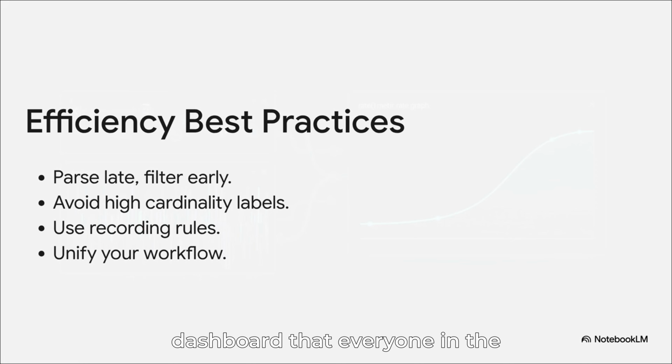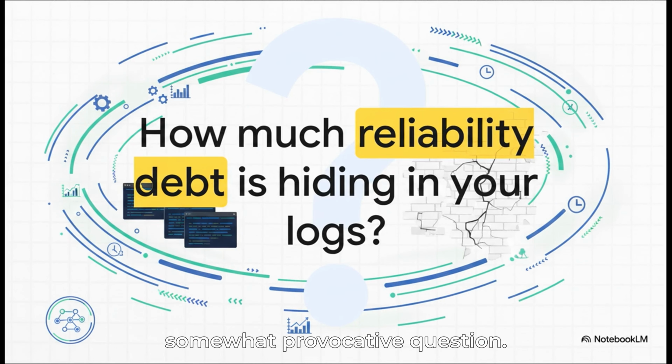Next, if you've got a heavy dashboard that everyone in the company looks at, use Loki recording rules to pre-compute those queries in the background. And finally, unify your logs and metrics workflow. So, I want to leave you with a somewhat provocative question. Your logs are absolutely full of untapped time series data. So, how much reliability debt is hiding in your unqueried log streams right now? What kind of crazy insights are you going to uncover when you actually start treating your logs as metrics?